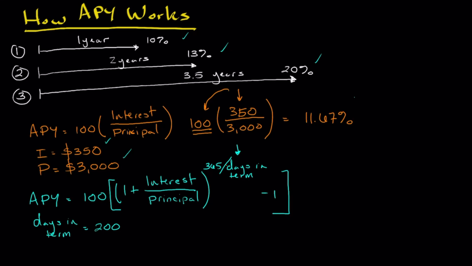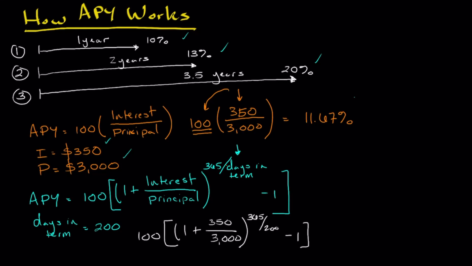So let's start by filling in some of the variables that we have. We know that 100 is going to stay because that's the last thing we're going to do. And we're going to take 1 plus 350 divided by 3,000, and then take that to the power of 365 divided by 200, less 1. And that's it. Really, this just becomes a simple order of operations.